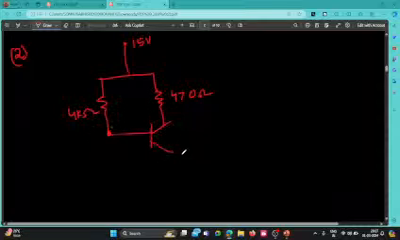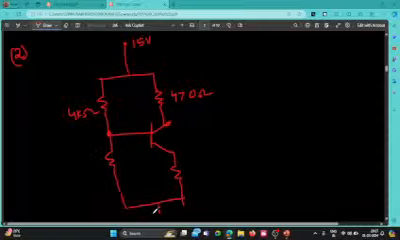So here, if you see in the diagram, we have this 15 volt. This is a 470 ohm. This is a 4 kilo ohm. Beta is 200. Okay, this is 1 kilo ohm.